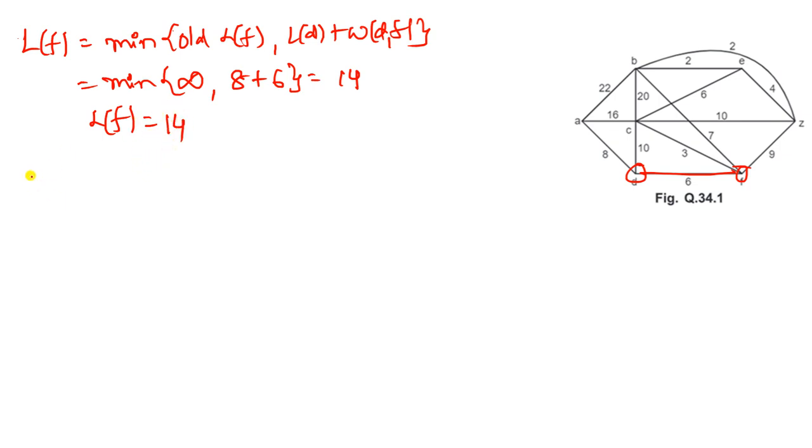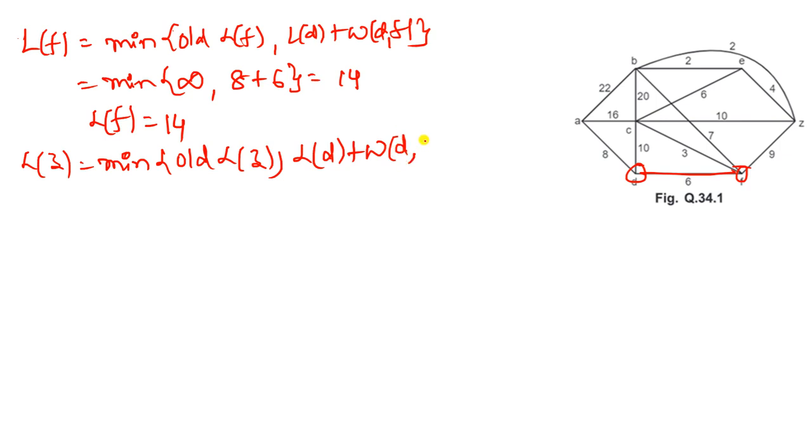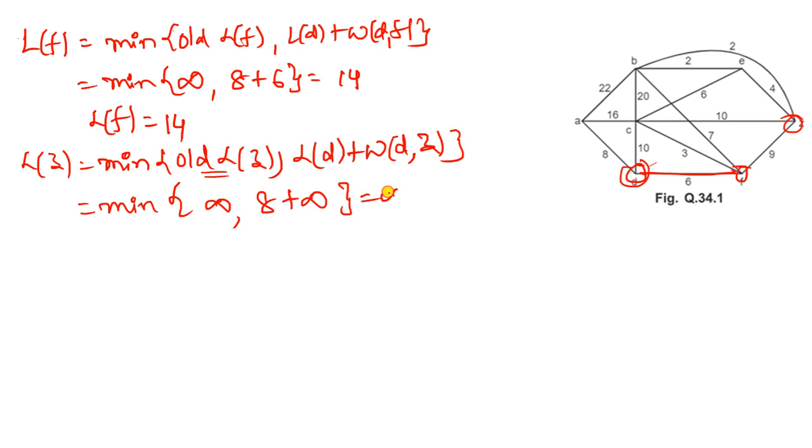Clear? Now L of Z is equal to the minimum of old L of Z comma L of D plus weight between D comma Z. The old LZ value is infinity, comma L of D is 8 plus, is there any edge between D to Z? See here, D is here, Z here, there is no path. So this is also infinity. From this we will get infinity only. So what is the minimum value? Infinity only. So still the label of Z is infinity.